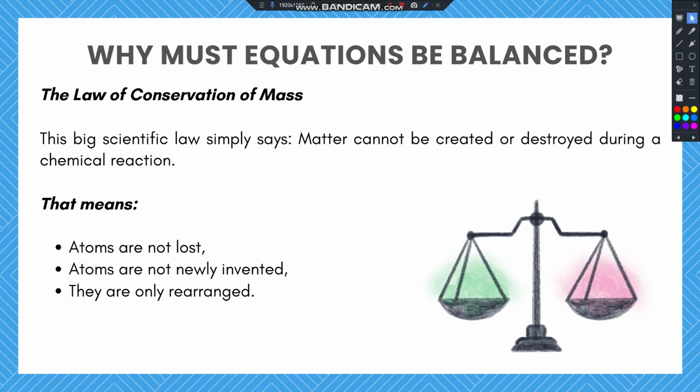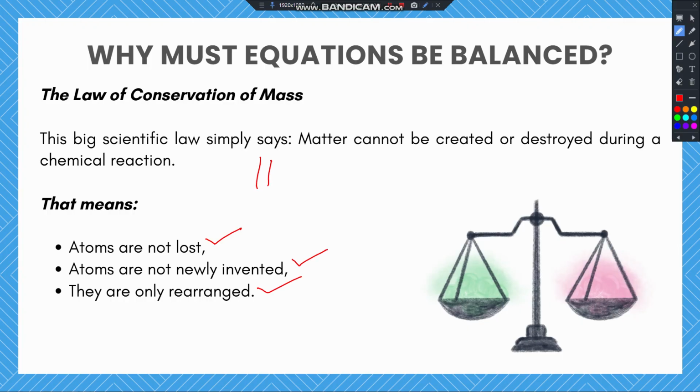So what we just saw right now is something called the law of conservation of mass. It's a big scientific law that says matter cannot be created or destroyed during a chemical equation. What does that mean? It means atoms are not lost. New atoms are not invented, they are only rearranged.